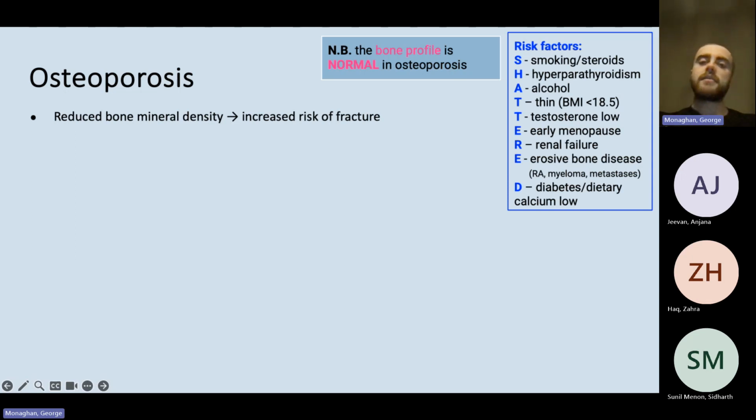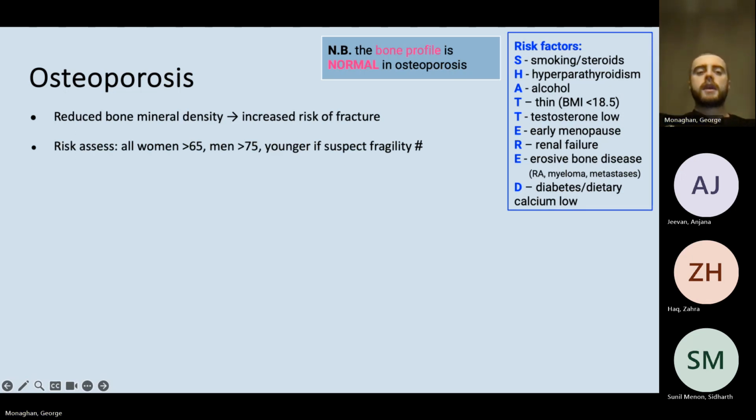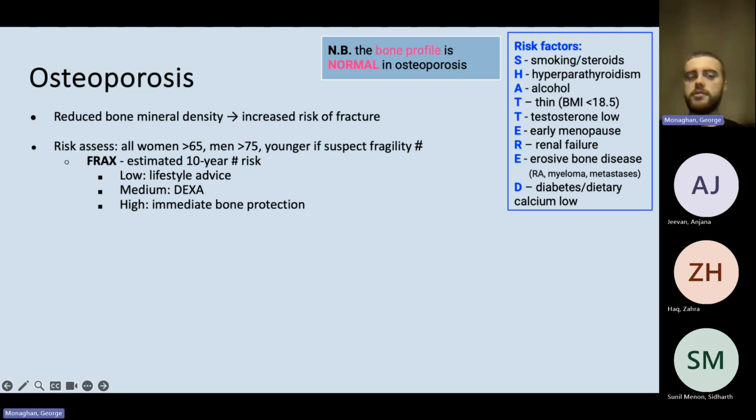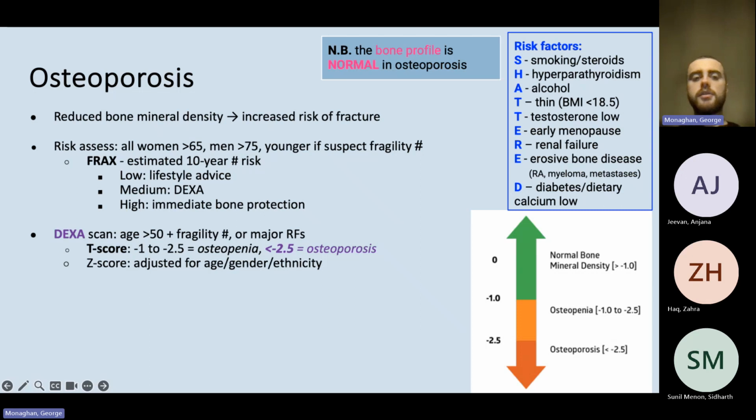So shattered, again, you can think of a fracture as shattering the bones. I won't read them all out, but smoking, steroids, hyperparathyroidism, alcohol, etc. are all risk factors. And so you want to risk assess all women over 65, men over 75, and younger if we suspect they're getting fragility fractures or fracturing really easily, because there must be a reason behind that, and that could be osteoporosis.